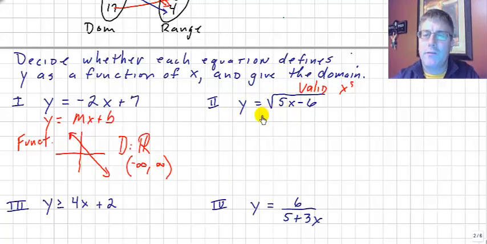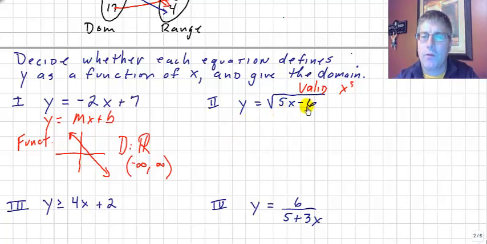Sample number 2, a little different. Y equals the square root of 5x minus 6. Well, is this a function? Yes, this is a function. For each x value, we're only going to get one y value, one output. However, what about the domain? What are my valid inputs for this thing? What can I input for x?